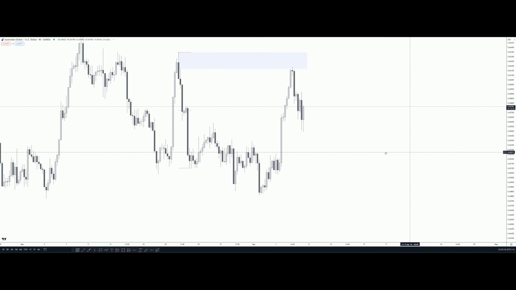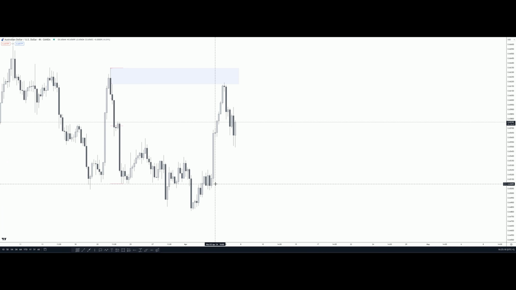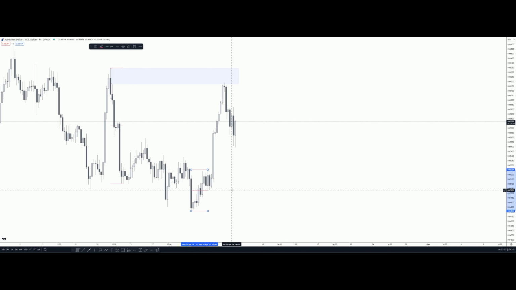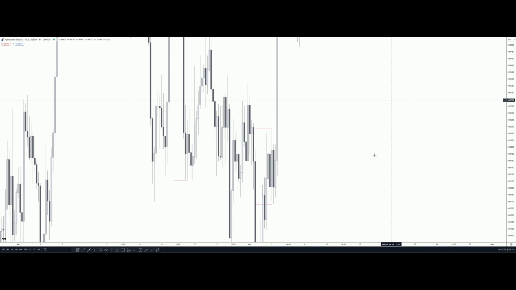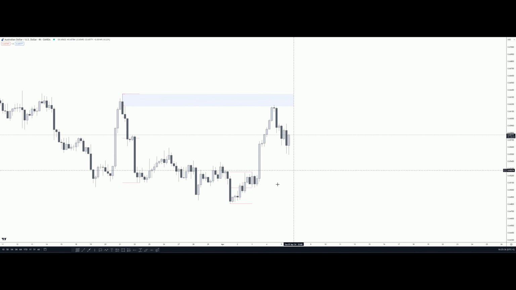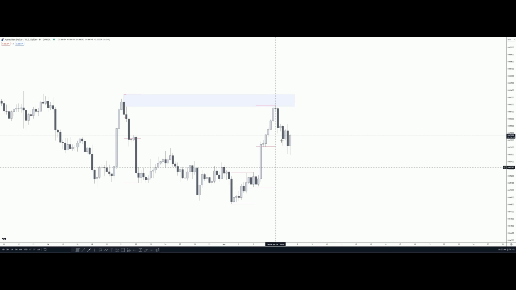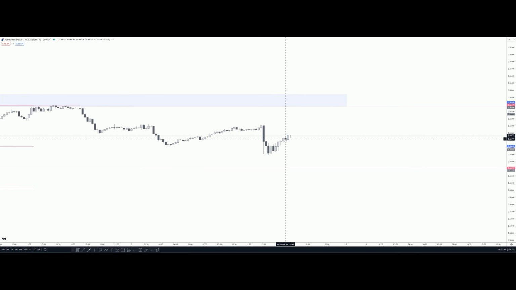For the 4-hour targets, I tend not to go for that next inducement. So what that would be is probably that level of price there. I don't think it quite taps that discount. No, so that would be the 4-hour inducement for buys. But for me, on the 4-hour, I'm happy just to take it down to areas in the 4-hour discount. So inducements on the 15-minute.